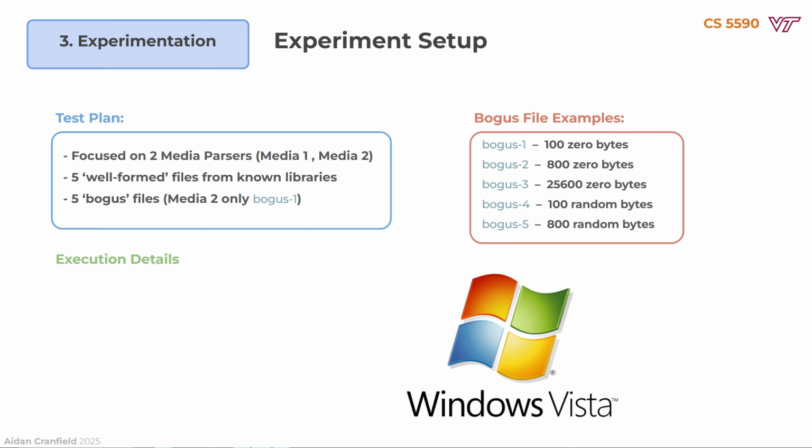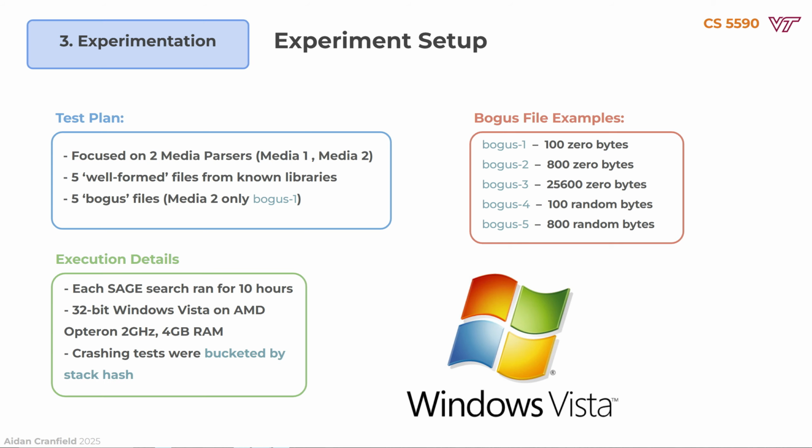So here we can see the bogus file examples. Bogus 1 is 1000 bytes, and then it increases, and then bogus 4, you see it has 100 random bytes, bogus 5, 800 random bytes. So the execution details: each Sage search ran for about 10 hours using a 32-bit Windows Vista on AMD Opteron 2 GHz processors with 4 GB of RAM. So pretty powerful for back then, I think.